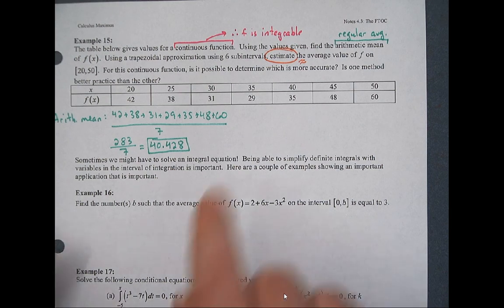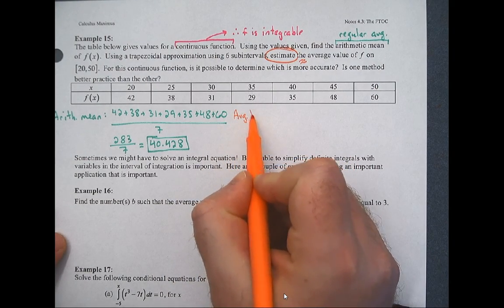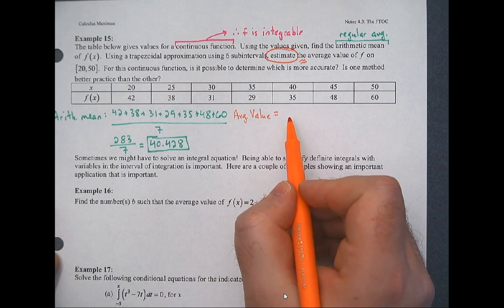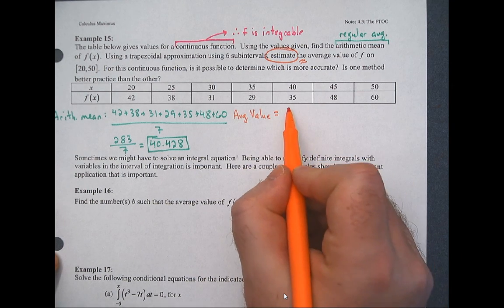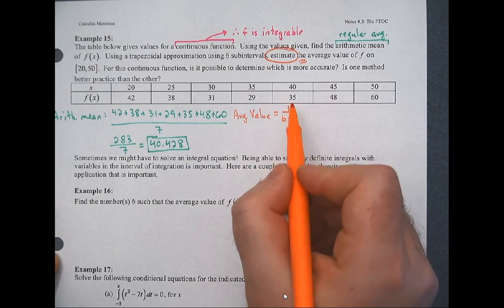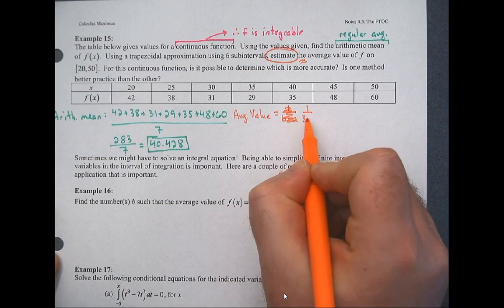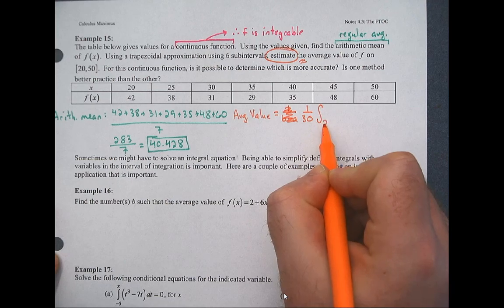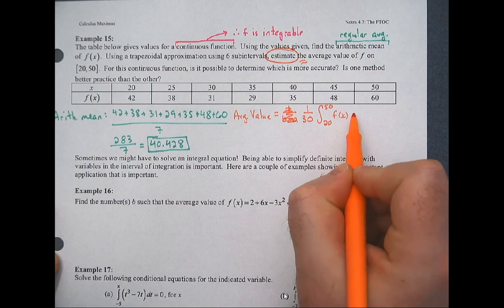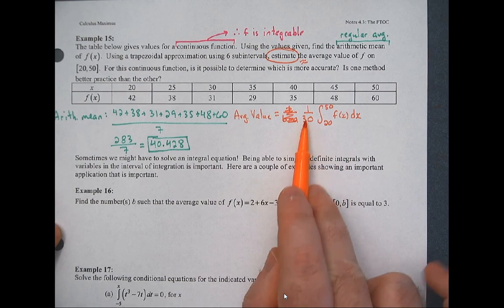Okay, so use this to estimate the average value. The average value is equal to, go ahead and write out the formula again, 1 over b minus a. Oh, shoot. No, I can go right to it, we know what a and b are because we're going from 20 to 50. 1 over 30 times the integral from 20 to 50 of f of x dx. Okay, that's easy, but how do you evaluate this?